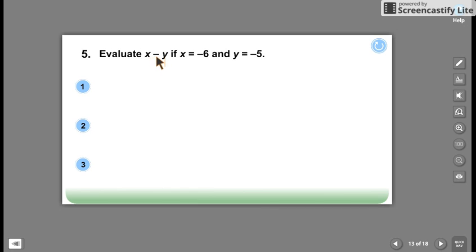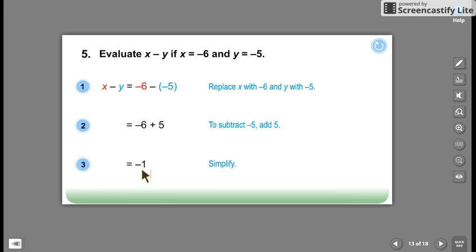Example 5, evaluate x minus y if x equals negative 6 and y equals negative 5. Our first step is to substitute first. So before you even think about subtracting or adding or changing any signs, first substitute the values. So x is negative 6 minus y is negative 5. Now you can rewrite the sentence from subtraction to addition. So negative 6 stayed the same. Subtraction turned into addition, and negative 5 turned into positive 5. And since these have two different signs, we're going to subtract their absolute values. 6 minus 5 is 1. We have more negatives, so the answer is negative 1.